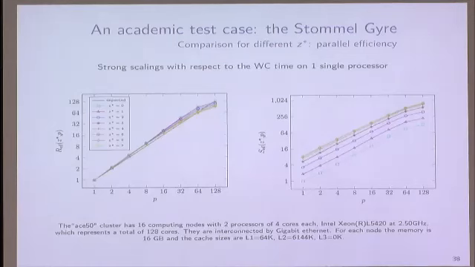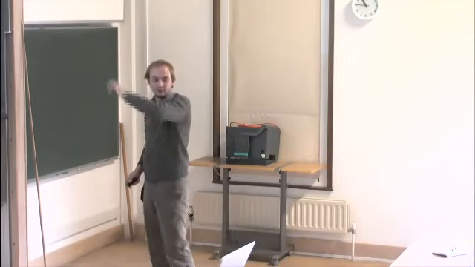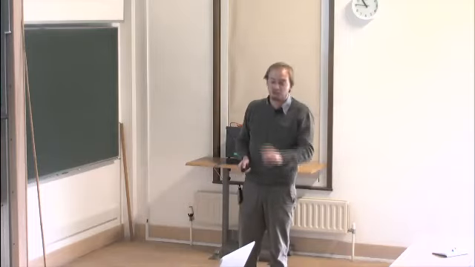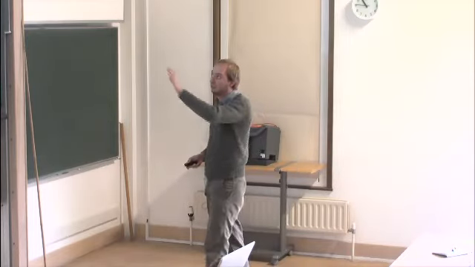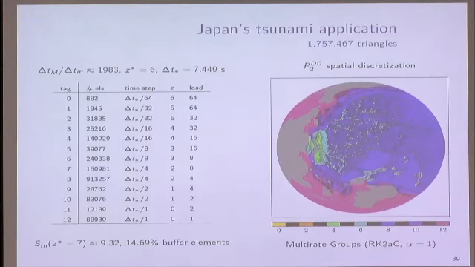So you see that taking a higher number of temporal refinements still pays off. On the left side you see that the intrinsic scaling decreases, but in total, since you have a good theoretical speedup, you still achieve better results by using a high number of temporal refinements. Here's the most practical application I presented before, the Japan tsunami application.